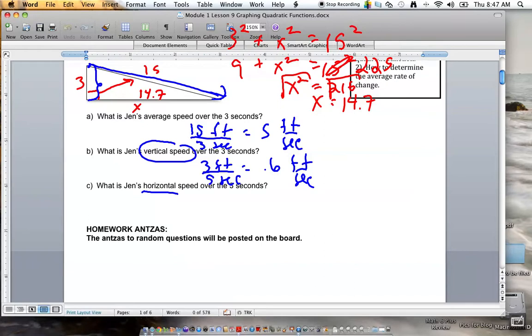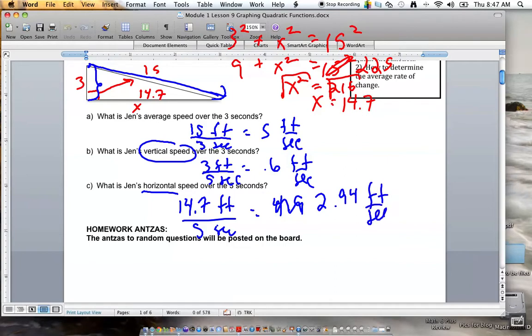Go ahead. And what is the horizontal length? 14.7, and again, I divide by 5. So 14.7 feet divided by 5 seconds works out to be 4.9, I think. I'm sorry, not 4.9. 2.94 feet per second. Okay?